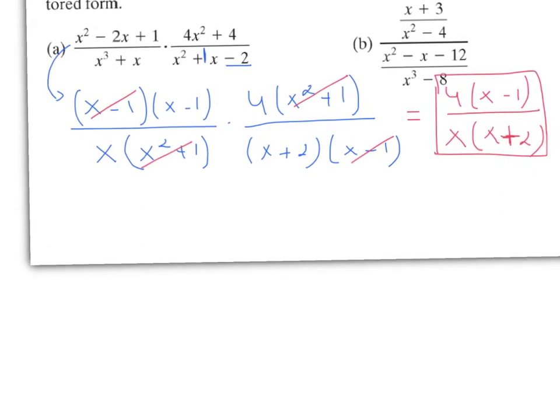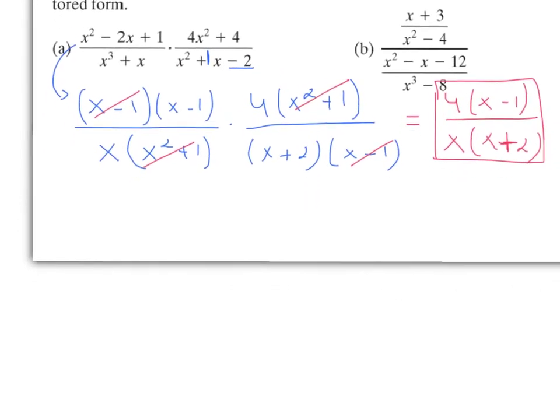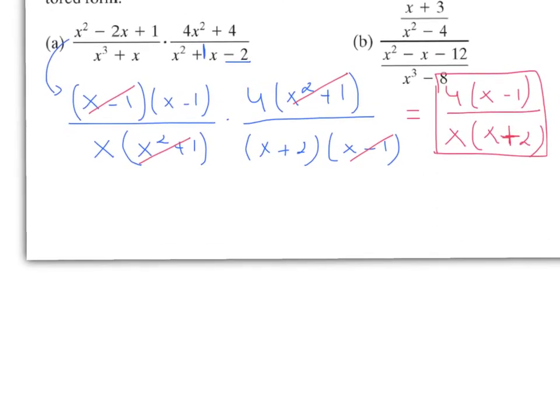All right, so this is A, and for B, let me just get some space. For B here, we have x plus 3 over x squared minus 4, over x squared minus x minus 12 over x cubed minus 8. Here we have fraction over fraction. So we take the fraction in the numerator multiplied by the reciprocal of the fraction in the denominator. So here we're going to change division to multiplication. As we know, A over B over C over D would be equal to A over B times D over C, which is the reciprocal of C over D.